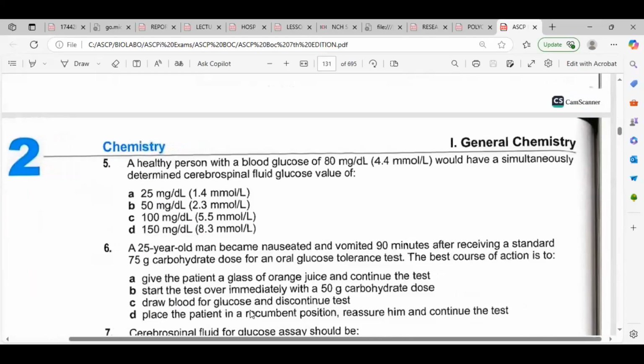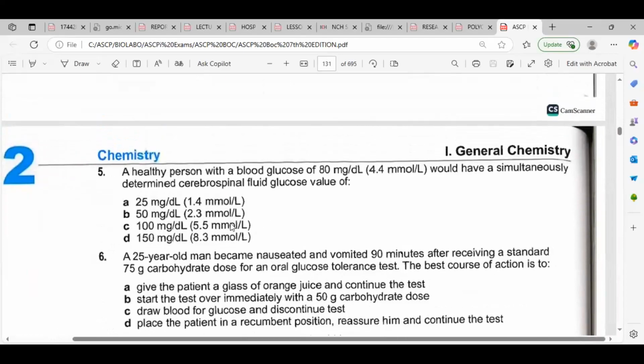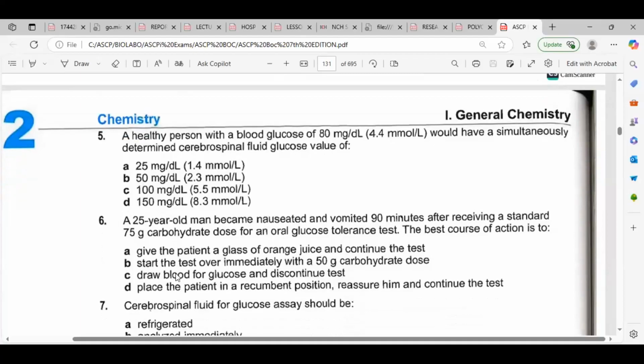For this 5th question, we don't need to dwell on it. It is just a repeated question from the previous one, because we explained that the level of CSF glucose should be at least around 70% of the blood glucose. Okay. All right, let's go to question number 6.